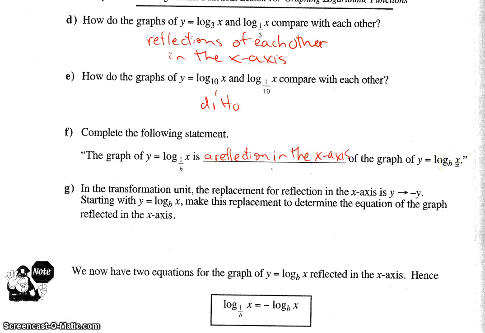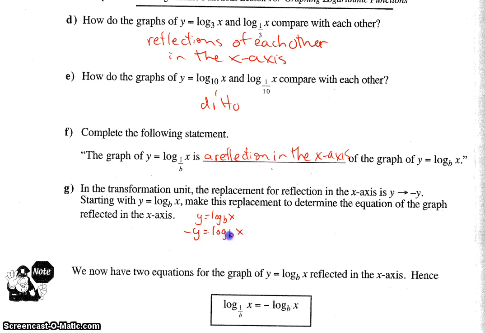Good to know. In the transformation unit, the replacement for reflection in the x-axis is that y goes to negative y. So let's start with y equals log base b of x and show why that is algebraically. So log base b of x, and we're going to replace y with negative y. There we go.